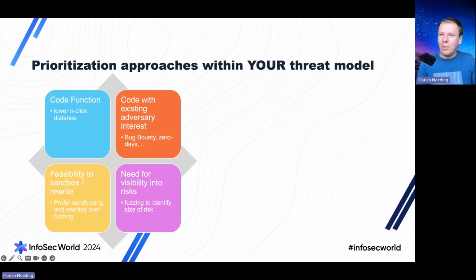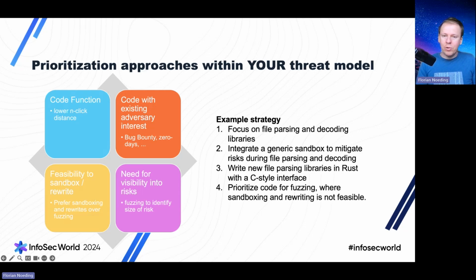Maybe you also have a need for visibility to understand where are the most memory safety risks. Well, then just do a lot of fuzzing at the beginning. So an example strategy could look like the following. Focus on file parsing and decoding libraries. Integrate a generic sandbox to mitigate exactly these risks during file parsing and decoding, because that gives you lots of coverage for a relatively small investment. Write new file parsing libraries exclusively in Rust with a C-style interface. And prioritize code for fuzzing where sandboxing and rewriting is not feasible, mostly the core of the application. Of course, you need to fine-tune this to your specific situation.